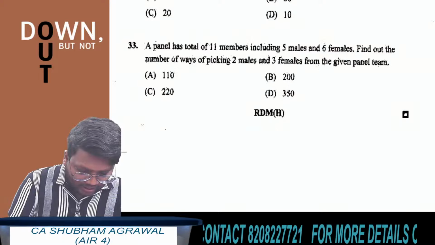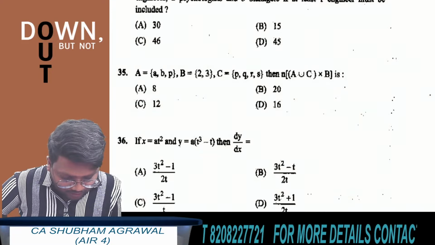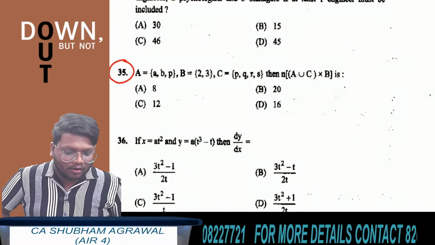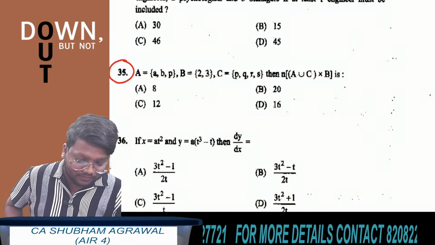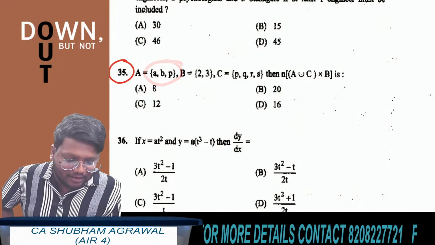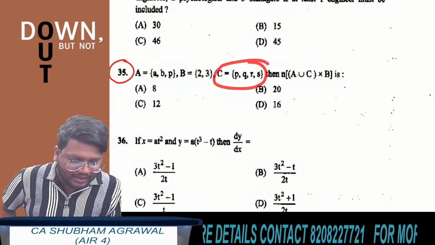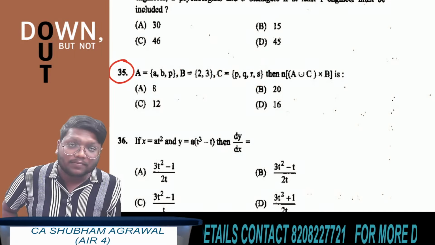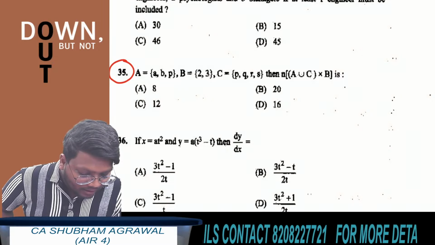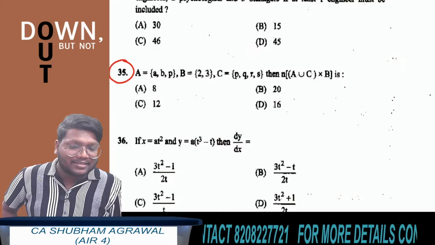Now you can try this question number 35. This question number 35 is also of sets, product of sets. Set A contains the elements a, b and p, set B contains the elements 2, 3 and set C contains the elements p, q, r, s. What have they asked here? Number of ordered pairs in A union C cross B.